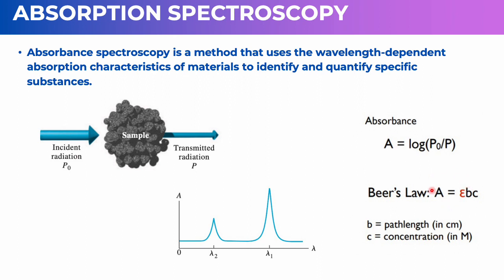It helps us correlate the absorbance that we have calculated with the characteristics of the substance itself. Absorbance is given by log of P0 by P, where P0 is the power of the incident radiation and P is the transmitted power. And so we can find the changes in concentration depending on the changes in absorbance. So this is about absorption spectroscopy. We'll now look at another technique.